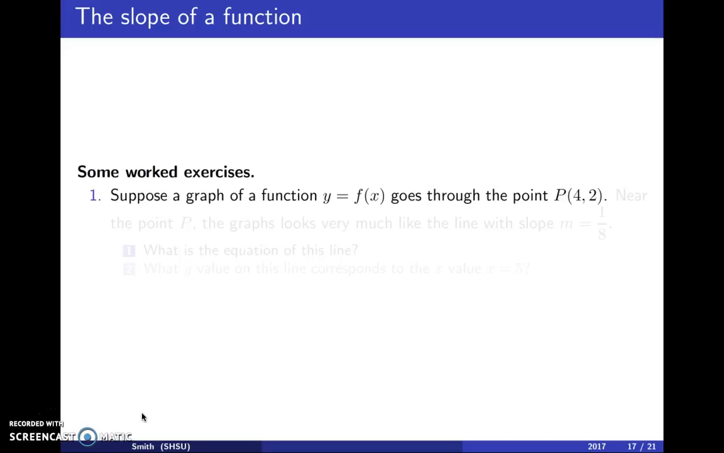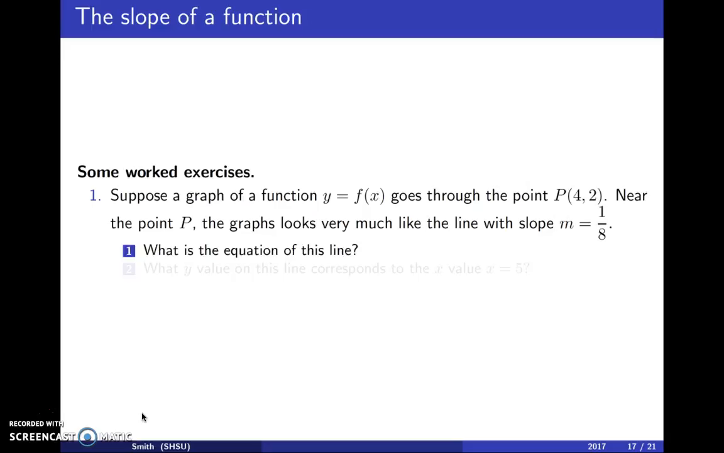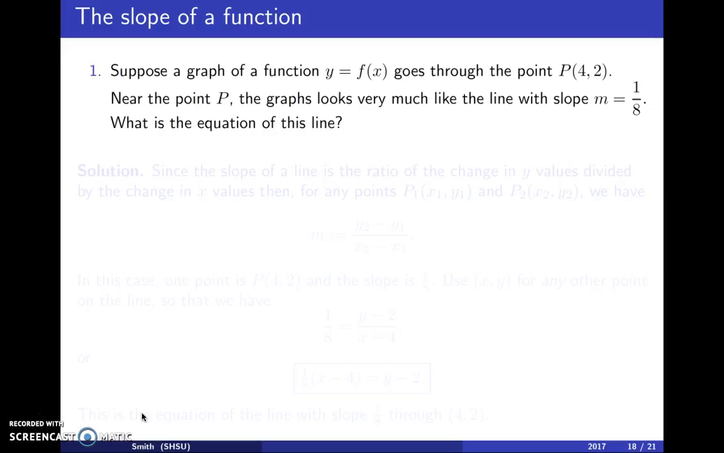Suppose we have a function, may not be a line, but it goes through the point (4,2), and near that point it sure looks like a line with slope 1/8. What's the equation of the line that looks like this function? And what's the y value on this line when x is 5? We'll do the first part.